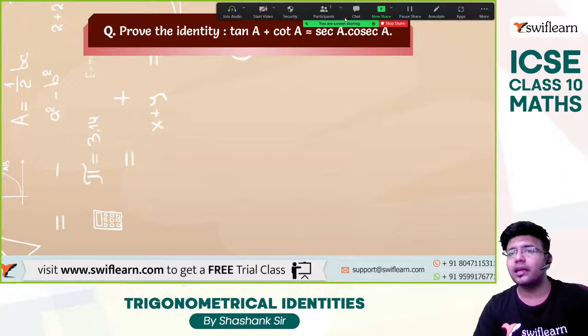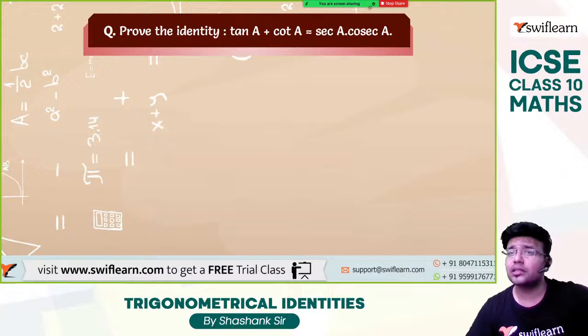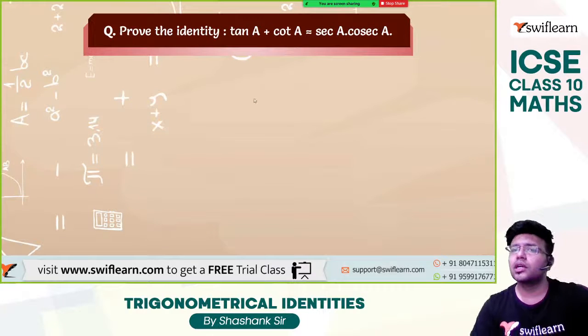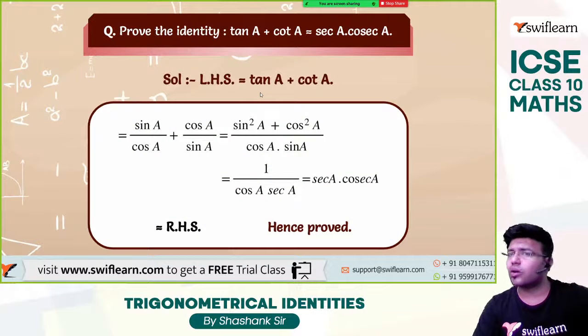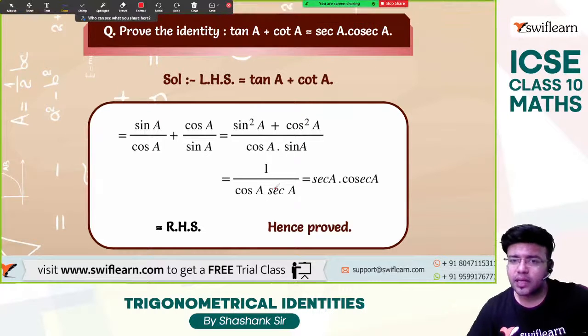Prove the identity: tan A plus cot A is equal to sec A cosec A. Now see how to do this. Convert tan and cot into sine and cos. Sine A by cos A plus cos A by sine A. Now take the LCM, this will become sine square A plus cos square A divided by sine A cos A, or cos A sine A, the same thing. Now sine square A plus cos square A is 1. So 1 by cos A into 1 by sine A.